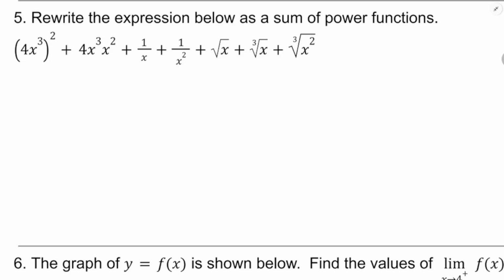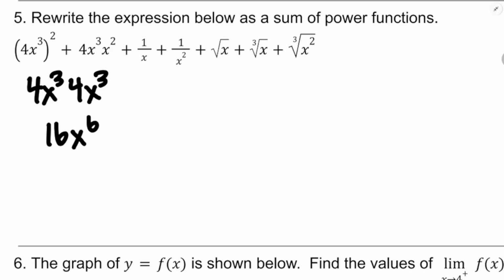Okay, so if we're squaring 4x cubed, what's going to happen is I'm going to take a 4x cubed and multiply it by another 4x cubed. And that's going to end up being 16 and 6 total powers of x, right? Because when we're multiplying two things with the same base and different exponents, we do add the exponents. And you can see it on the 4's and you can see it on the x's. Okay, we're going to see that again.